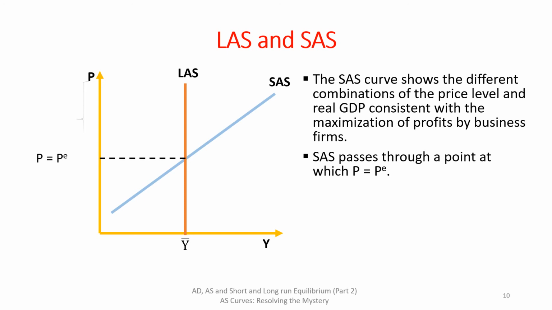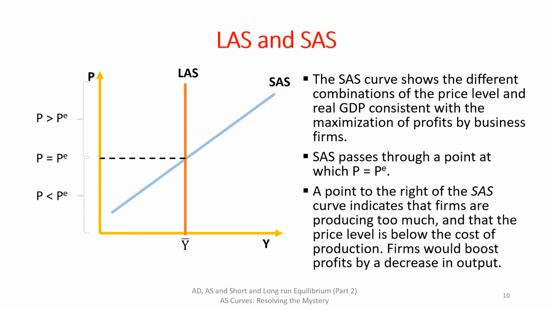A point to the right of the short-run aggregate supply curve indicates that firms are producing too much and that the price level is below the cost of production. Firms would boost profits by a decrease in output. Similarly, a point to the left shows the opposite situation.